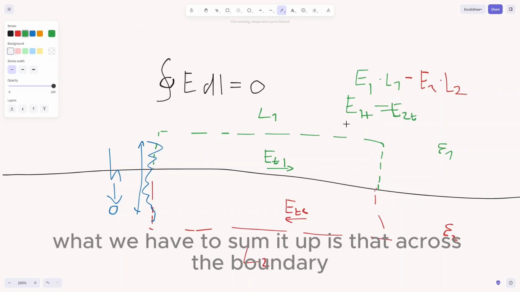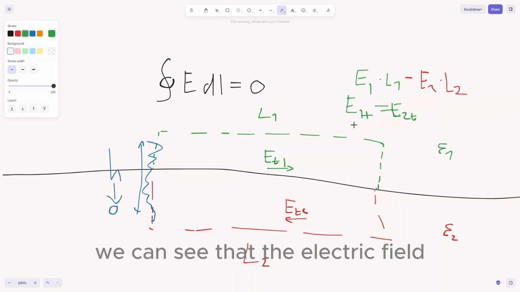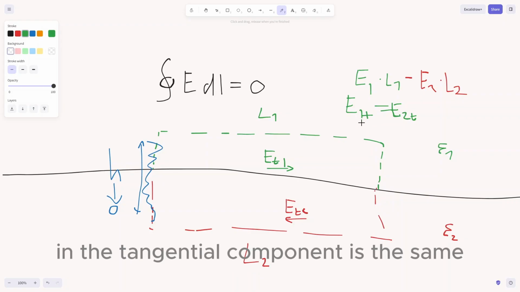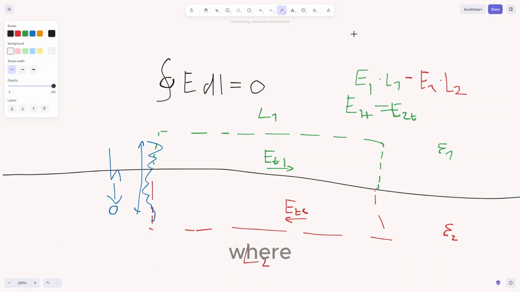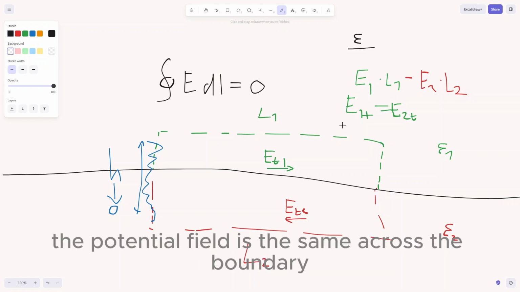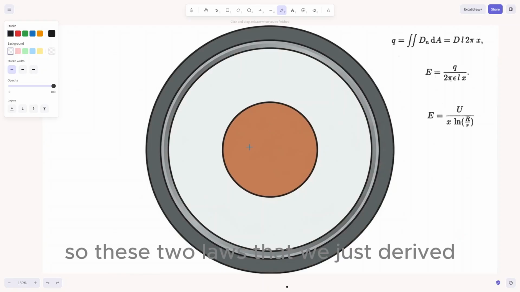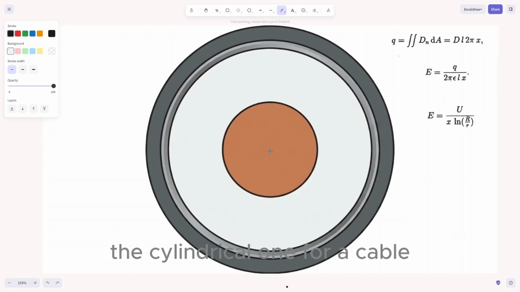So to sum it up, across the boundary the tangential component of the electric field is the same. This is different from the normal component, where the normal component was related to the permittivity. The tangential field is the same across the boundary. So these two laws that we just derived count for any geometry. But let's now apply them to the one that we care about, the cylindrical one for a cable.